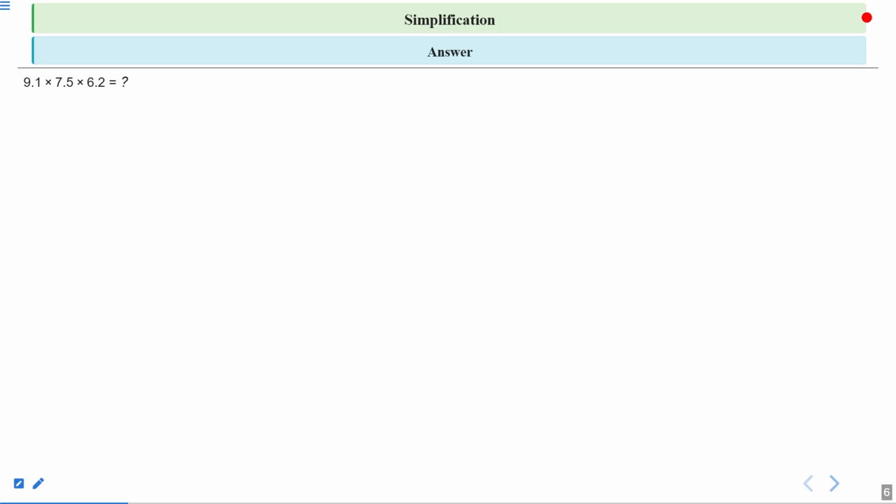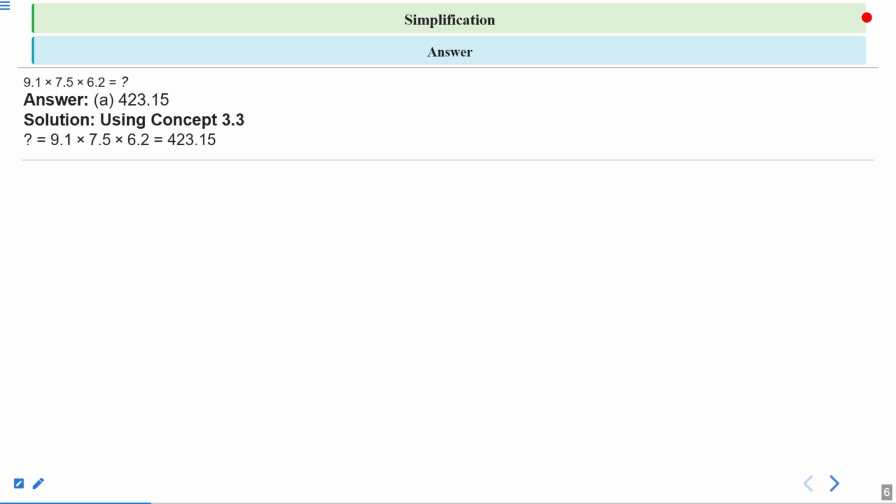So this question is basically a multiplication of decimal numbers. So question is 9.1 multiplied by 7.5 multiplied by 6.2. So the correct answer of this question is 423.15. So see the detailed solution of this question using concept 3.3 in this question. We just multiply the numbers. So 9.1 multiplied by 7.5 multiplied by 6.2. When we multiply it, we get 423.15. So A is the correct answer. Next one.